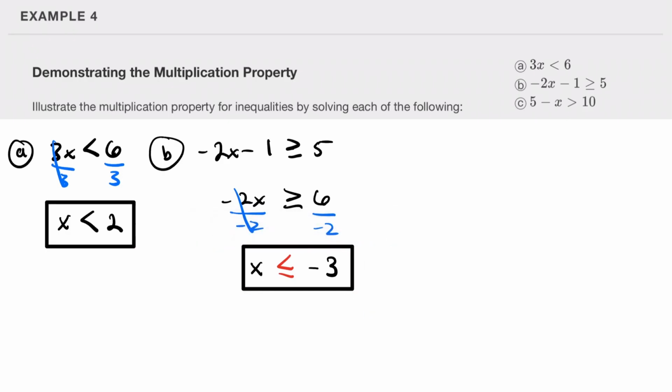Again, if we wanted to check something like this, we're saying any number less than or equal to negative 3 should work. So we can use numbers like negative 4, negative 5, negative 6. We can actually use negative 3 itself. But if we chose negative 2, it should not work. If we chose 0, it should not work, because if we plug in 0, we get negative 1. Negative 1 is not greater than or equal to 5.